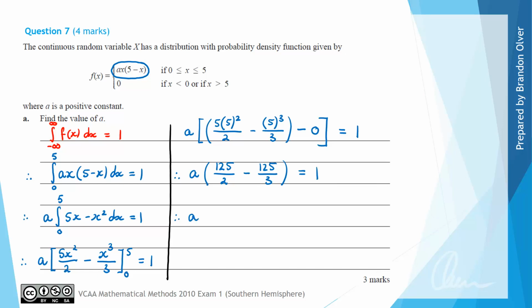Now performing that subtraction, we get a multiplied by 125 on 6, and that must equal 1. To get to our last step, we need to get a by itself, so we multiply by 6 over 125. Therefore a is equal to 1 times 6 over 125, which is simply 6 over 125. So that is the answer for part A of this question.